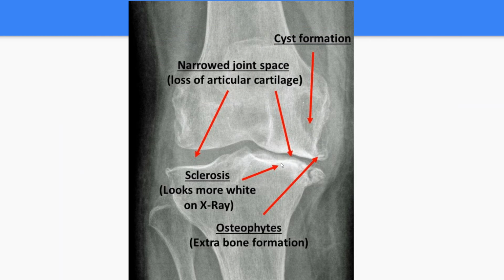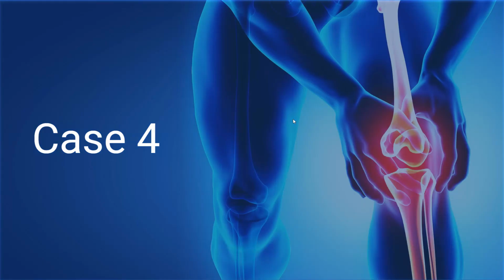So sclerosis is the same shape, it just appears whiter, whereas osteophytes is completely new bone formation in areas it shouldn't be. So like here. And again, that's all your body's reaction to friction or increased weight load, because obesity is a key risk factor for osteoarthritis.